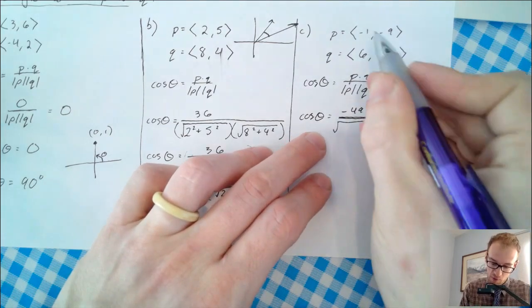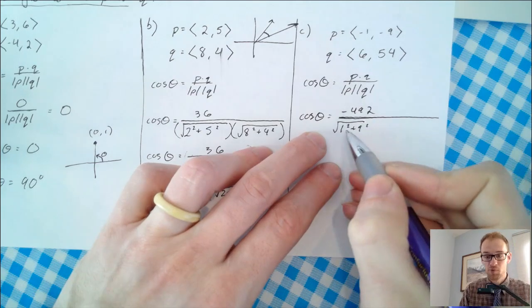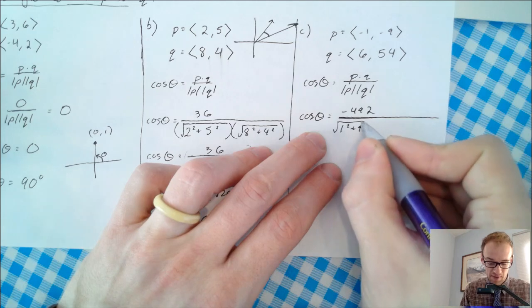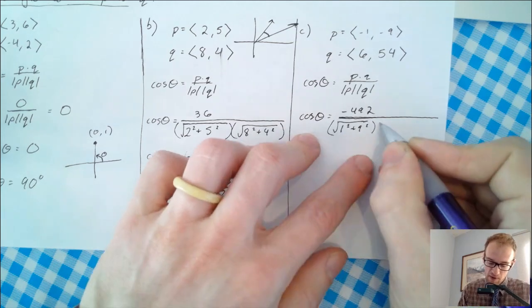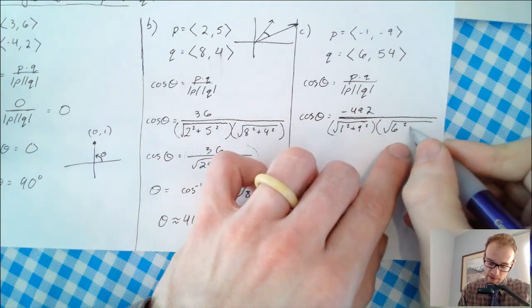which would be square root of 1 squared plus 9 squared. Actually, it's negative 1 squared plus negative 9 squared, but if it's being squared, it doesn't matter if that's negative, because it will just become positive anyway, right? Times the square root of 6 squared plus 54 squared.